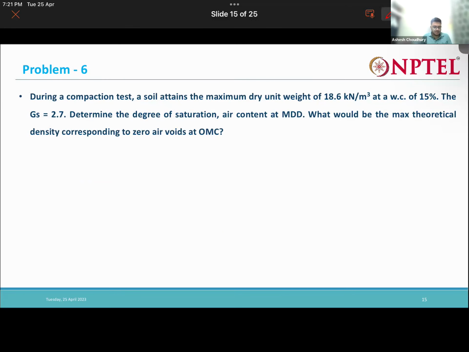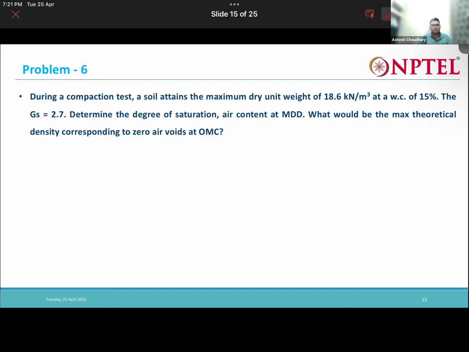Okay, so the next problem is from the compaction chapter. We studied in the compaction chapter that if we apply some compactive effort, some mechanical energy, to the soil, we can remove the air voids and make the soil more compact, right? We had studied that in the compaction chapter.